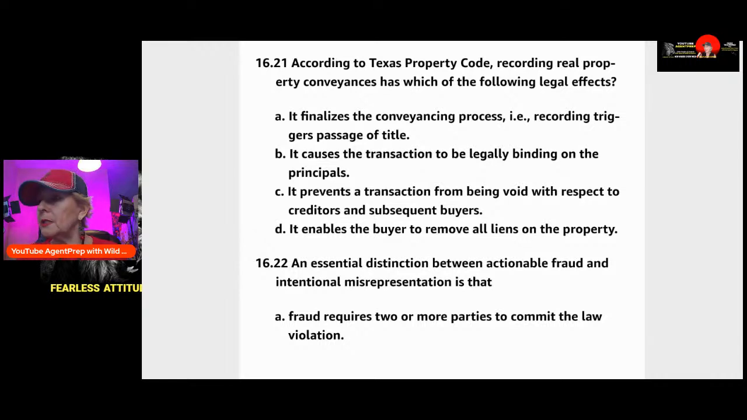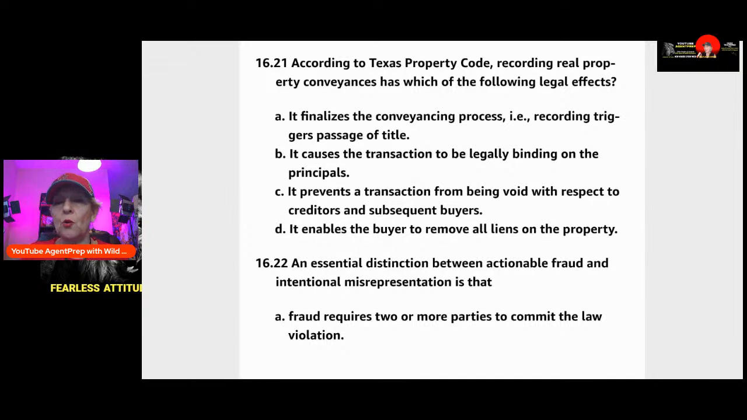Oh, I forgot to enter number 20. All right, so we've got C. So we're doing 21, and all of a sudden 20 showed up because I hadn't posted it on Facebook. So going once, going twice. Answer, type it in the chat. Gone. The answer is C. It prevents a transaction from being void with respect to creditors and subsequent buyers.